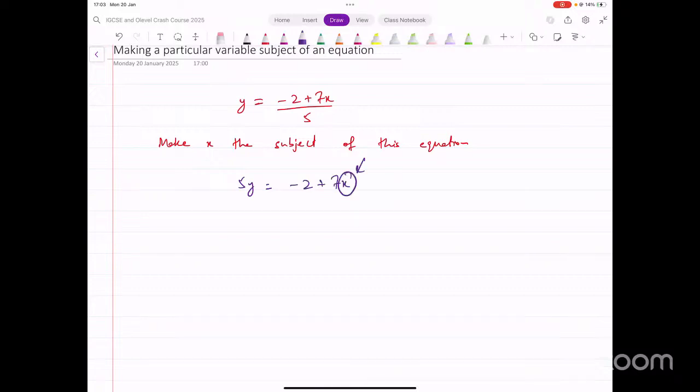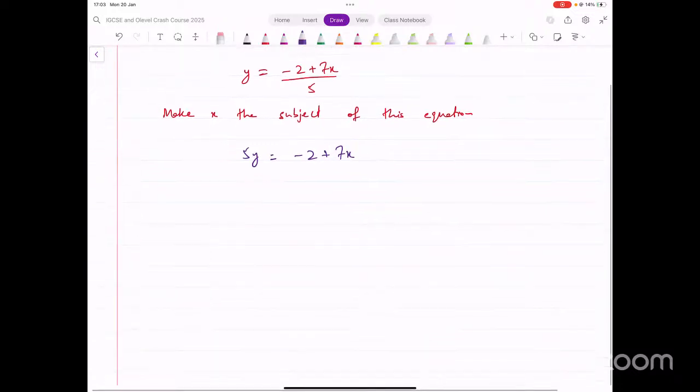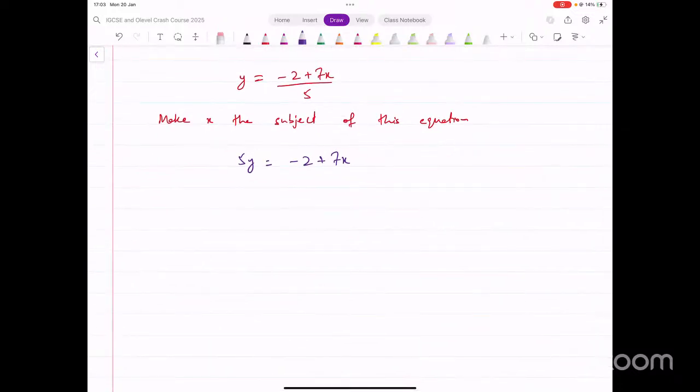Remember, you want to make this x the subject. Now, this term is already positive in this case, right? Since you want to make x the subject, remember you can't have minus x. It should be x equal to something, not minus x equal to something. Now, since x is already positive here on the right side, we can keep it on the right side as it is.